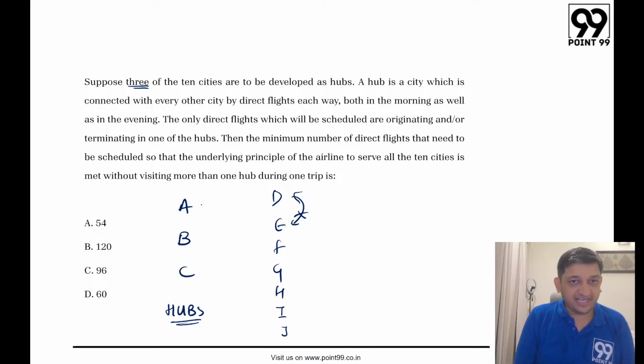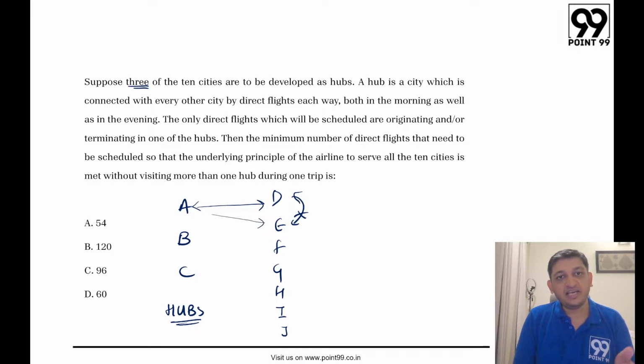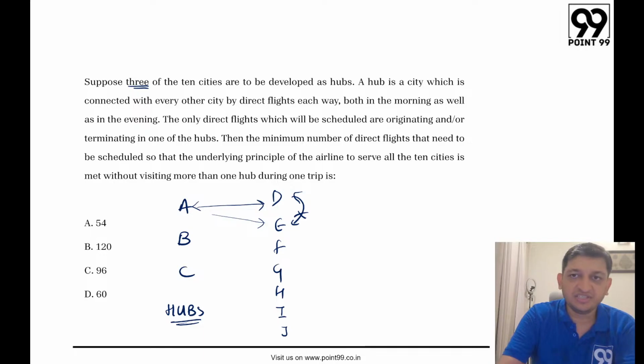So if I have a flight connecting A and D, it will serve two purposes. I'll be able to go from D to A, that flight is managed. And also if I want to go from A to E, I'll be able to catch that flight to E. Fine. So in this particular context, it becomes fairly straightforward. It's not a difficult question at all.